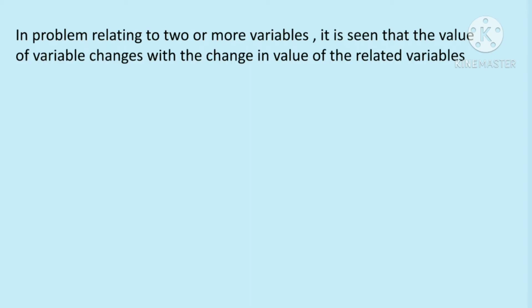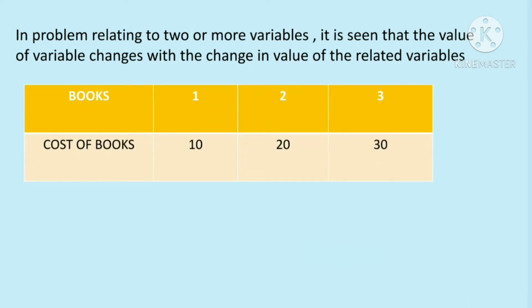In problems relating to two or more variables, it is seen that the value of a variable changes with the change in the value of related variables. Let us take an example to understand it. Here I am comparing the cost of books and the number of books.